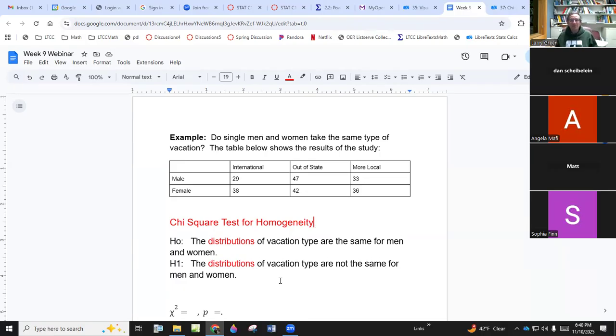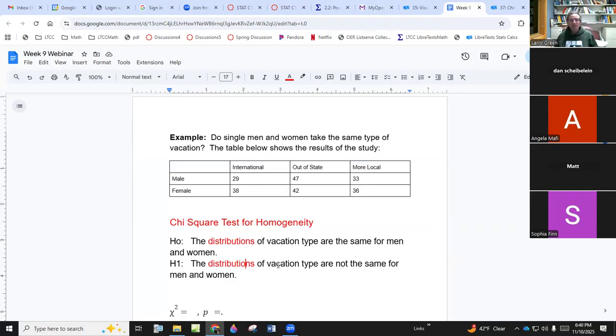Notice now we're looking at two different distributions. Neither of them we know. We don't have an observed and expected. These are both not known. So that's why we can put them together and call them distributions. So if you have a test for homogeneity, you need to have the word distributions, the plural of distribution, in your H naught and H1. It's not hard if you know what to do. Any questions on that?